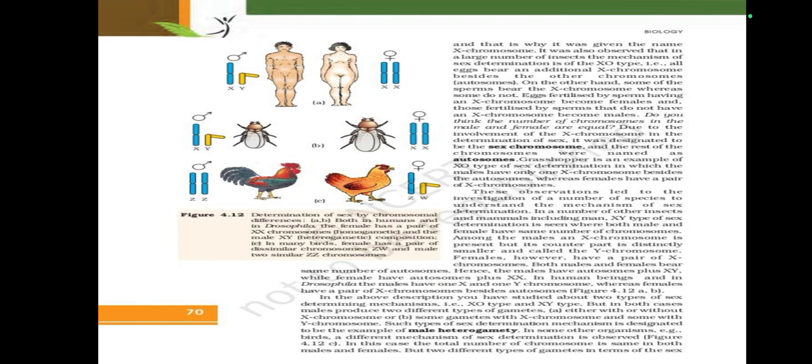some of the sperms bear the X chromosome, whereas some do not. Eggs fertilized by sperm having an X chromosome become females, and those fertilized by sperms that do not have an X chromosome become males. Do you think the number of chromosomes in the male and female are equal due to the involvement of the X chromosome in the determination of sex? It was designated to be the sex chromosome, and the rest of the chromosomes were named autosomes.